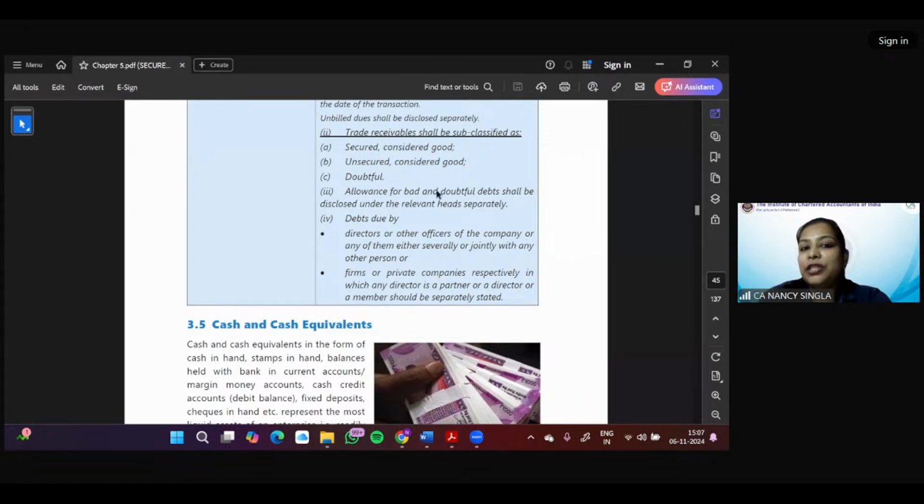And then allowance for bad and doubtful debt shall be disclosed under the relevant head separately. So it shall be given that the provision with respect to bad and doubtful debts, with respect to these 2 points shall be disclosed separately, which is what? Debts due by director or other officers of the company or any one of them, either severally or jointly with any other person, or firms or private company respectively, in which any of the director or partner, the director is a partner or a director or member in the company, that shall be disclosed separately.